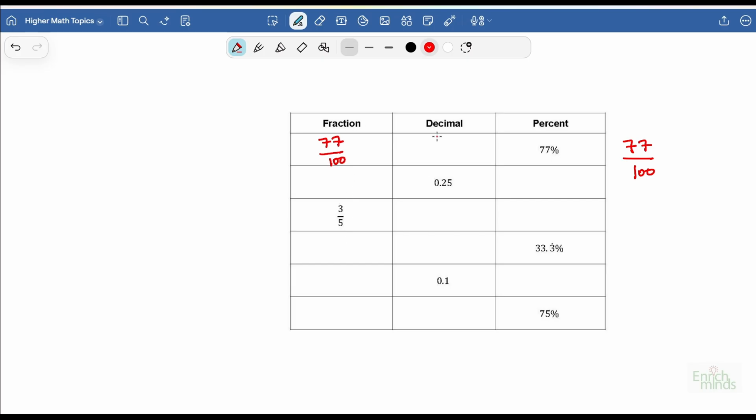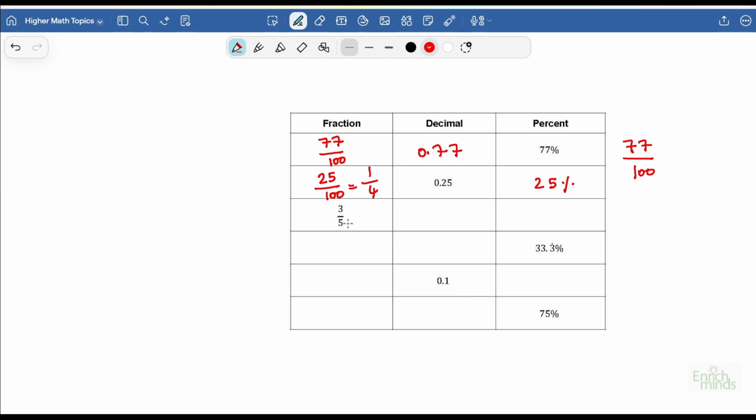This can be expressed as a decimal as 0.77. So when I write 77 over 100 as a decimal, I shift the decimal 2 places to the left. So this is 0.77 as a decimal. A decimal which is 0.25 can be expressed as a fraction or a percent. So as a fraction, 0.25 is 25 out of 100, which is a quarter again. And 25 out of 100 as a percent is 25%.